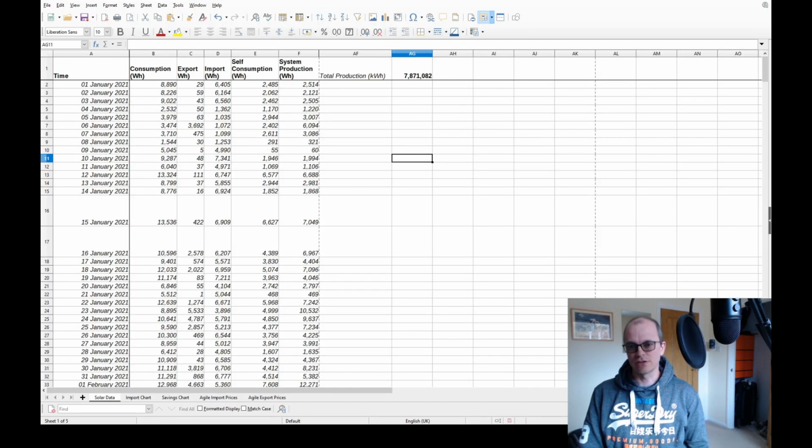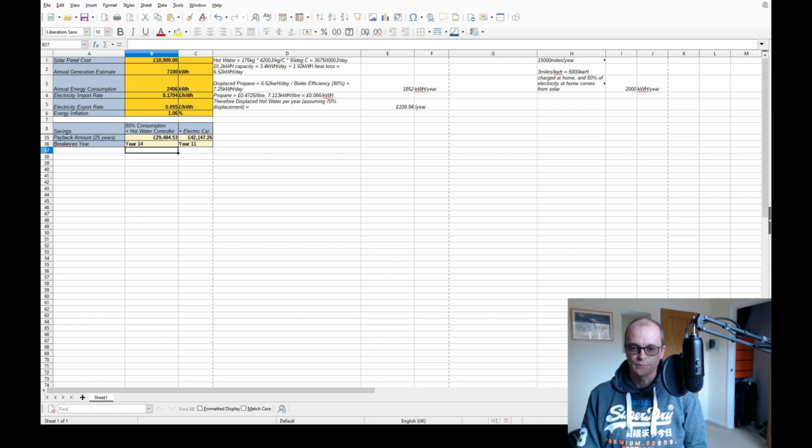Once I crunch these numbers, I end up with a total production estimate for the year of almost 7.9 megawatt hours. Now, bear in mind that the estimate in my quote was 7.1 megawatt hours. So now the question is, what happens when I plug these numbers in, along with other statistics, into the calculator I used in order to make the investment decision?